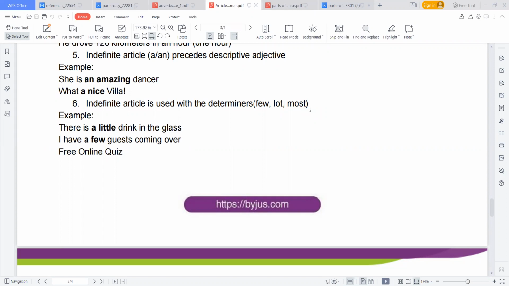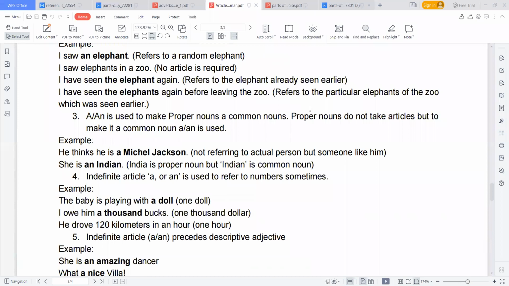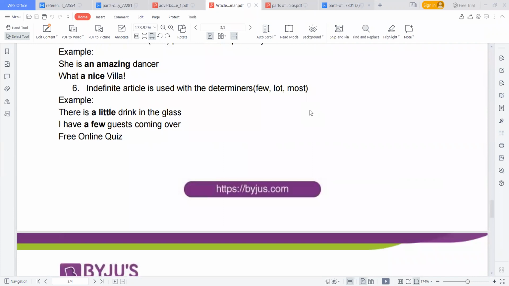Next, they are also used with determiners like few, lot, and most. Next, they are always used with the singular ones. I have already told you that. So this is the crux of the article rule.